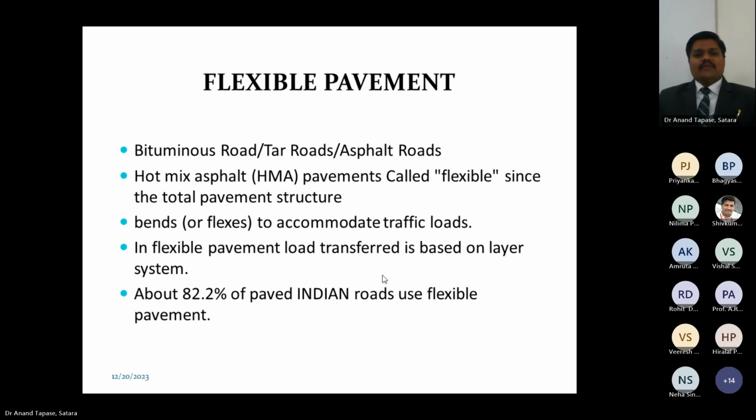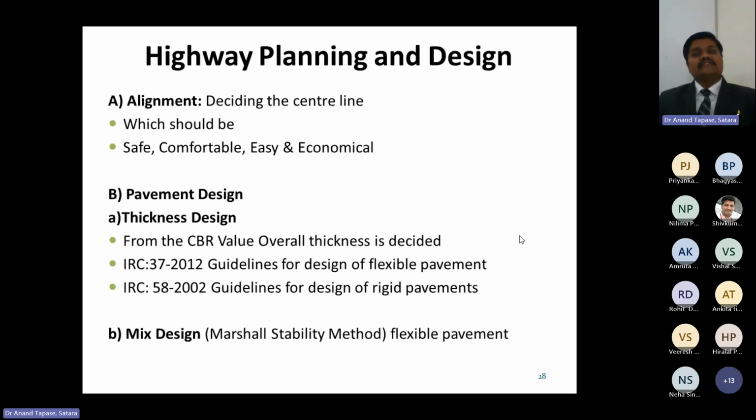Those are the points related to flexible pavement, that is bituminous roads, tar roads, or asphalt roads, one and the same. Of course, there are differences in the properties of bitumen, tar, and asphalt, which we are a bit aware of. More than 80% of roads in India have been constructed with flexible pavements only. Now the scenario is changing.